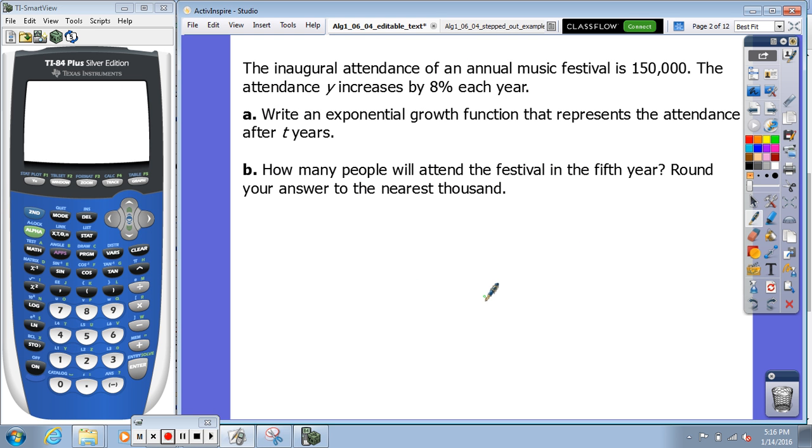Okay, this example is not in your student journal, so go ahead and just follow along. It says the inaugural attendance of an annual music festival is 150,000 people. The attendance, which is y, increases by 8% each year. It wants us to write an exponential growth function that represents the attendance after t years. So our variables are y and t. The important numbers here are that it is 8% and that the inaugural attendance, that means when it started, is 150,000.